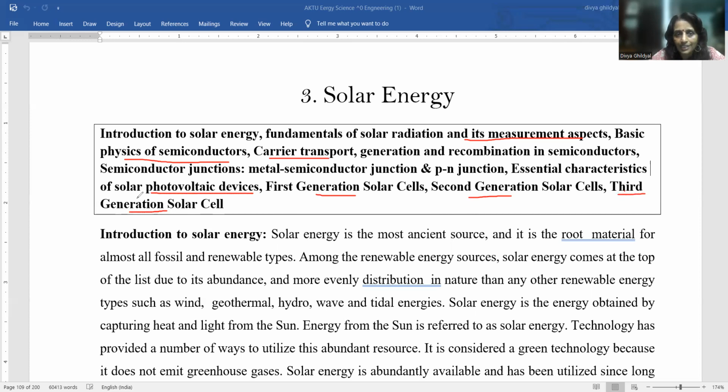Now, what is asked in your AKTU exam from this unit? From this unit, you are asked about semiconductors, N-type and P-type semiconductors, and semiconductor junctions. You are asked about direct and diffuse radiation of sunlight. You are asked to discuss in detail the 3 generations of solar cells. All this has been asked in your previous year question papers. So according to that, I am briefing you on what more can be asked in this year's examination paper. So let us begin.